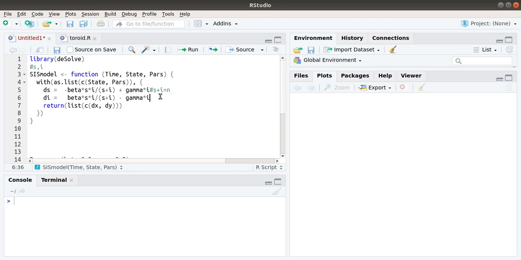That means there is no permanent immunity, like the common fever, the common cold, like that. Those diseases which don't have permanent immunity will keep on arriving again and again in the same person. So the two equations are dS equals minus beta S I by N plus gamma I, and dI equals beta I S by N minus gamma I.